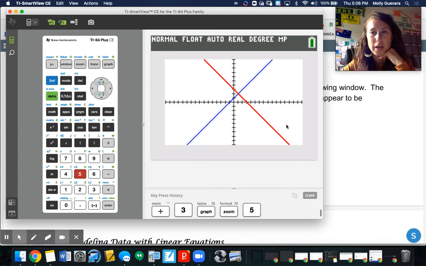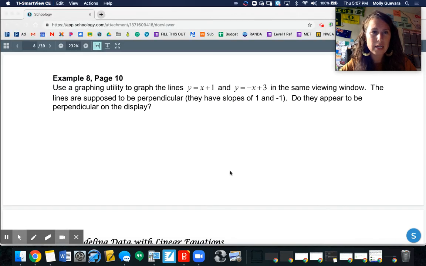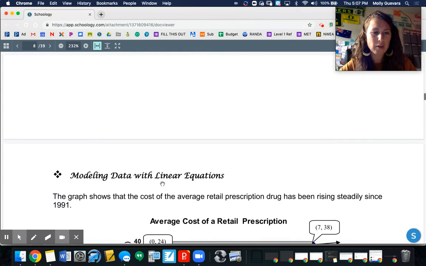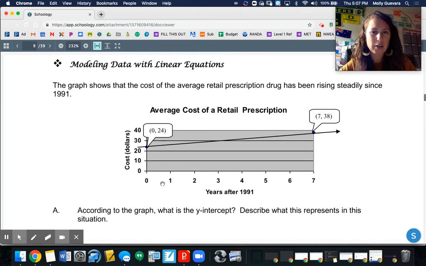So that's what I would write. And if you need me to repeat that, you can rewind the video and watch it. So hopefully we're good there. We just have one problem left. It does have multiple parts, but we're almost done. So I'm going to go ahead and get rid of this calculator. We don't need it. And then we're going to move on to modeling.